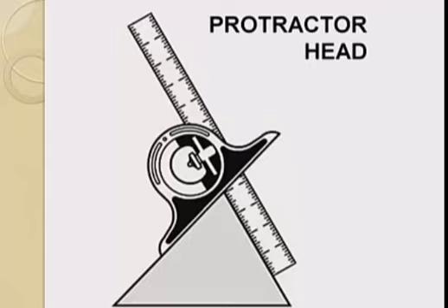The protractor head is a reference point, and it uses the blade or the rule as the measure point. It is used to measure angles. The angle measurement is built into the head itself.